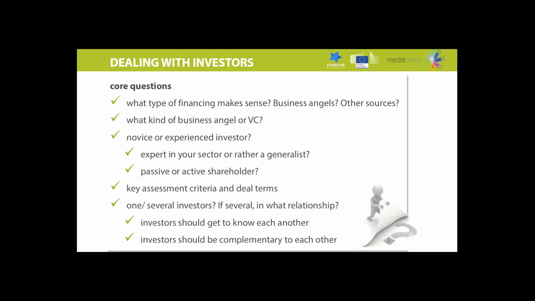Are you looking for someone who is just a passive shareholder, or someone who actively engages in your business, supports you, and tells you what he or she feels about certain decisions? So there should be key assessment criteria for you, and deal terms that you feel comfortable with. And the question also is, are you looking for one or several investors? If you're looking for a group of investors, what should the relationship be? First of all, they should get to know each other. It is crucial that investors know each other. And they should ideally be complementary, so as not to create problems and conflicts of interest.